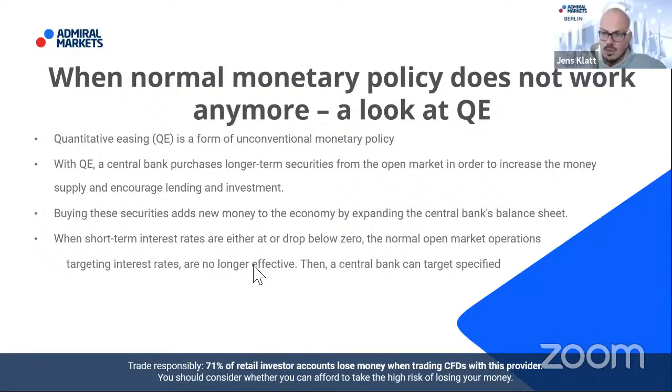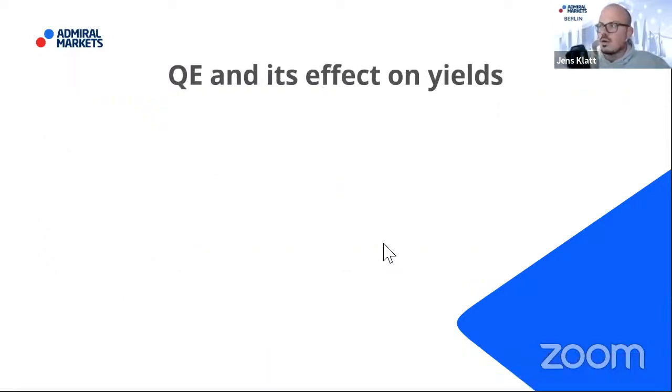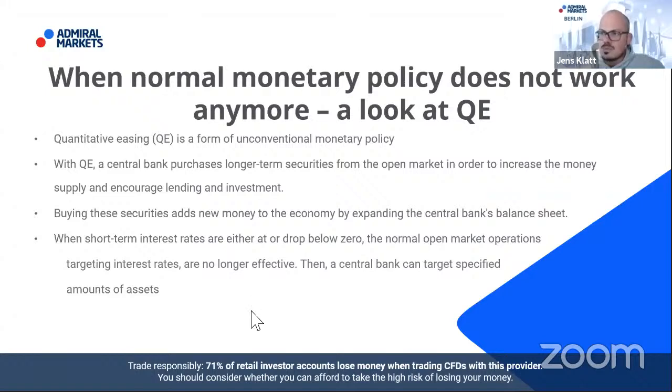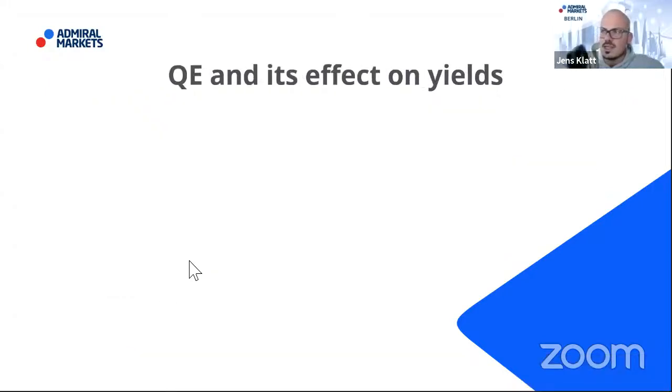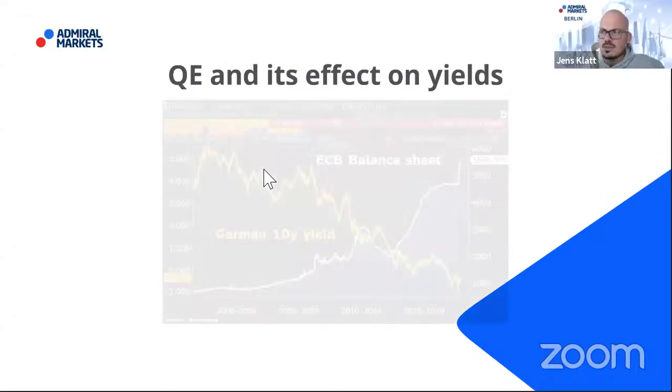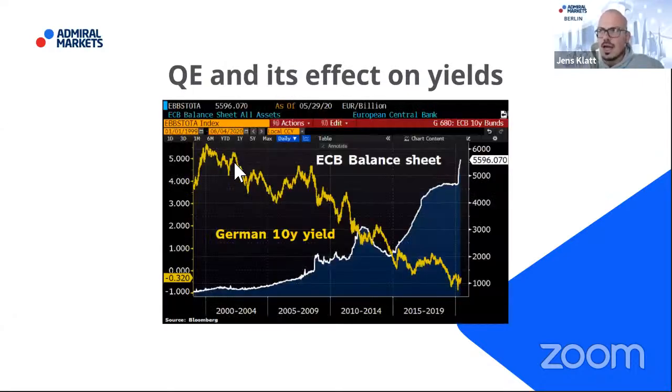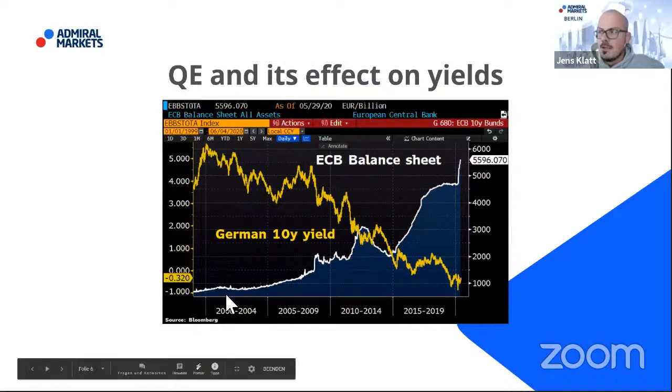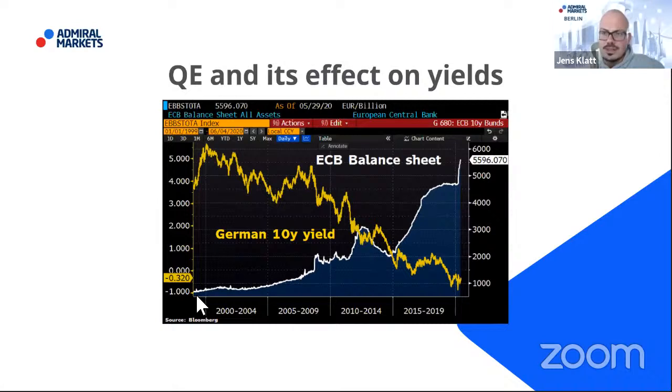Once normal open market operations are not effective anymore, a central bank can target specified amounts of assets. So let's have a clean view on how QE affects yields, what effect we get to see on yields. What we have here in white, a screenshot from Bloomberg, is the balance sheet, and we can see when the euro started.